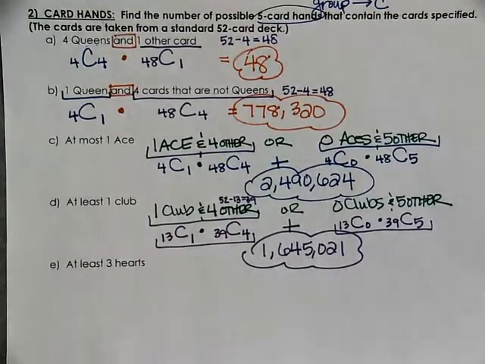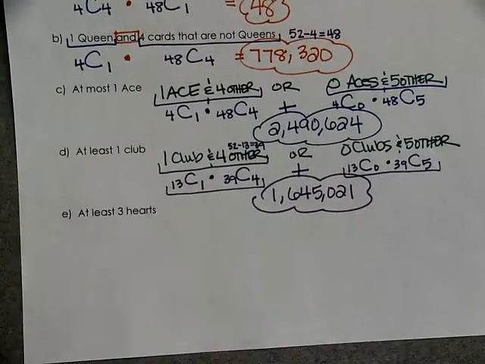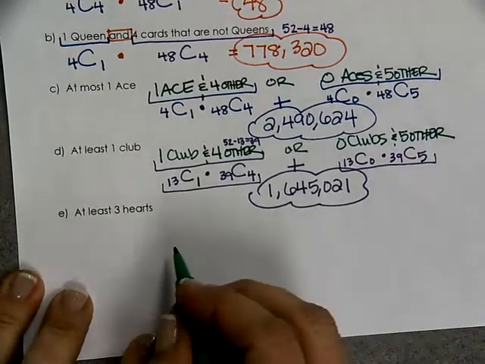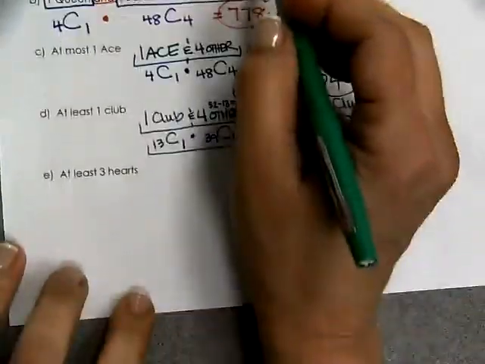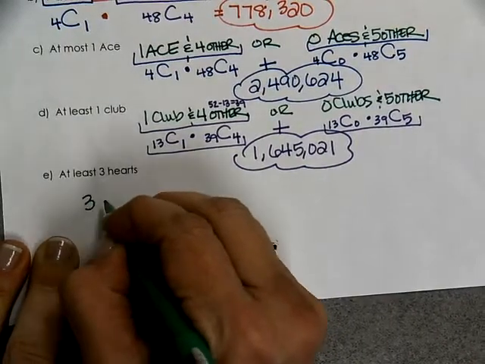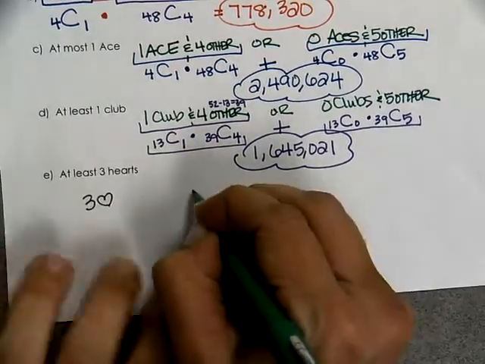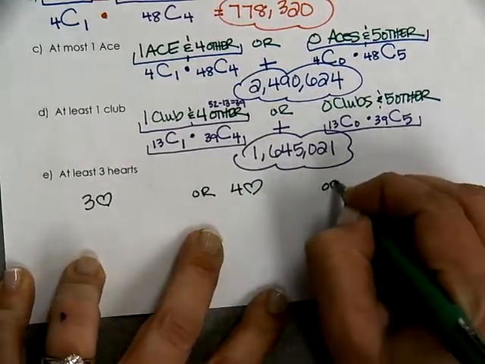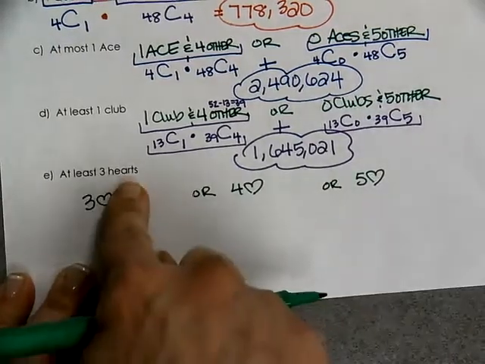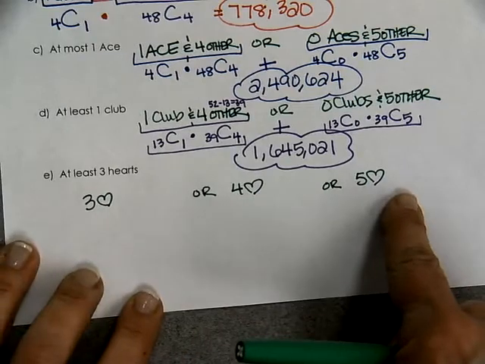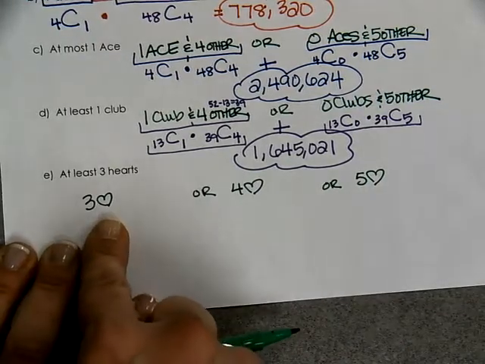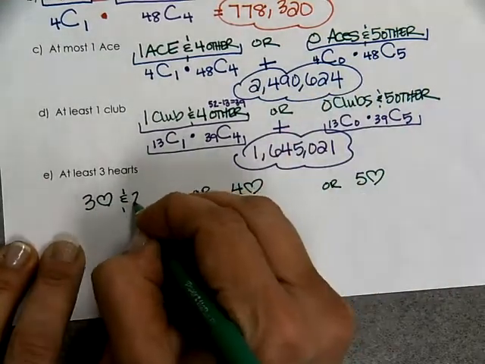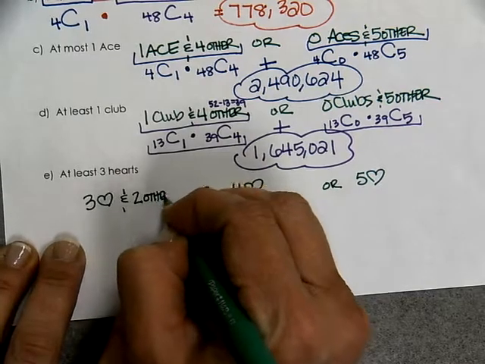Okay. The last thing we're going to look at is this idea of at least 3 hearts. Okay? So if you have at least 3 hearts in a 5-card hand, that means that you could have 3 hearts, or 4 hearts, or 5 hearts, right? At least 3 means 3 or 4 or 5. But remember, if you have 3 hearts, what does that mean? If you have 5 cards, 3 of them are hearts, 2 of them have to be something else.